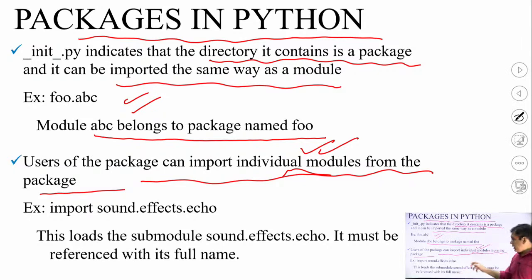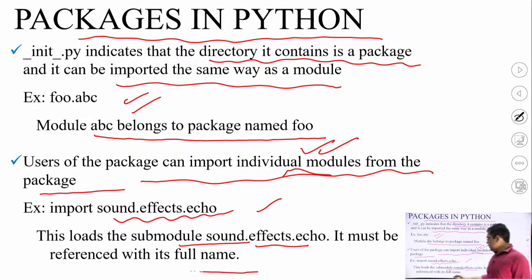Like here you can take an example, import sound.effects.echo. This loads the submodule sound.effects.echo. It must be referenced with its full name. So here I am not importing the complete module sound and not the complete package effects. Within the sound, with the help of the dot operator, I called the sub package effects. Within that sub package, again with the help of the dot operator, I called echo.